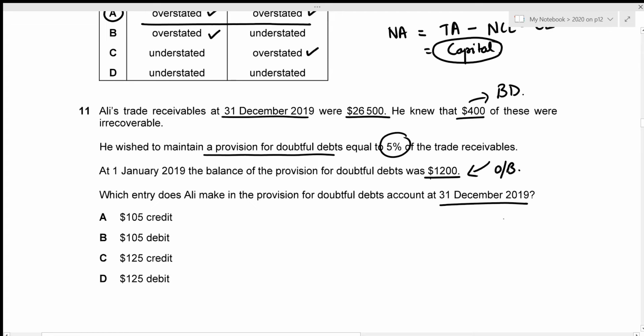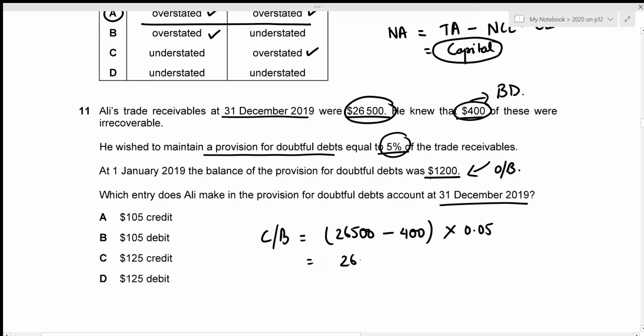So we need to figure out the closing balance of the provision for doubtful debts as well. Let's figure that out. So we have closing balance. We are given our trade receivables to be 26,500. And we need to subtract all of our bad debts before applying the rate for the provision for doubtful debts. So we need to subtract 400 because this is the amount of bad debts given in our question. Now we can just multiply it by our rate of provision for doubtful debts, which is 5%. So we can write it down as 0.05. That's 26,100 times 0.05, and this gives the closing balance for the provision for doubtful debts to be 1,305. So we can see that our opening balance is lower as compared to the closing balance, right? So let's figure out the difference.